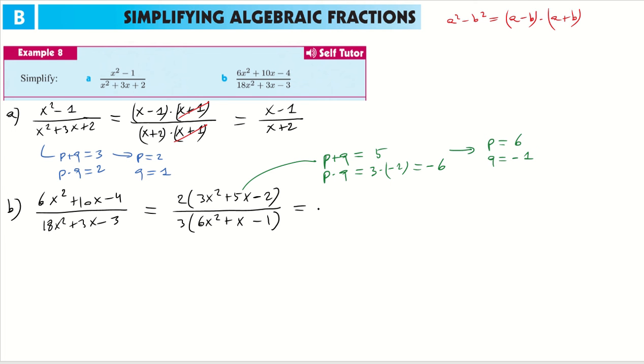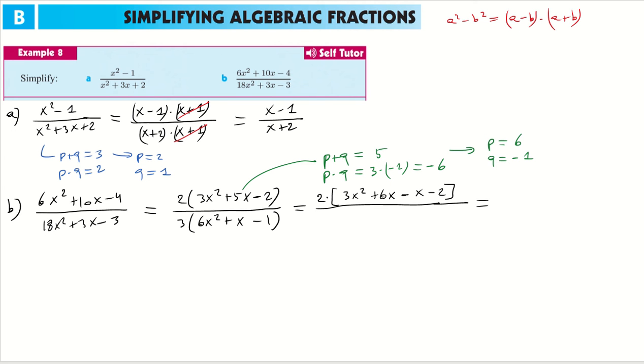So we get here for the numerator that is equal to, so we keep the 2 here, then times x plus 6 times x minus 1. No, no, no, no, that's not what we have to do. We have to split up the middle term, so 2 times between brackets, we have 3x squared, and the 5x we can write down as 6x minus x, and then minus 2.